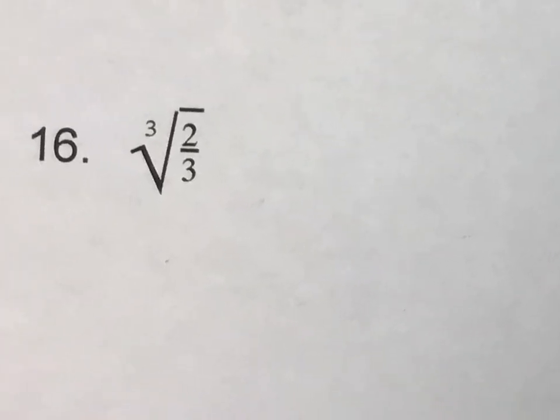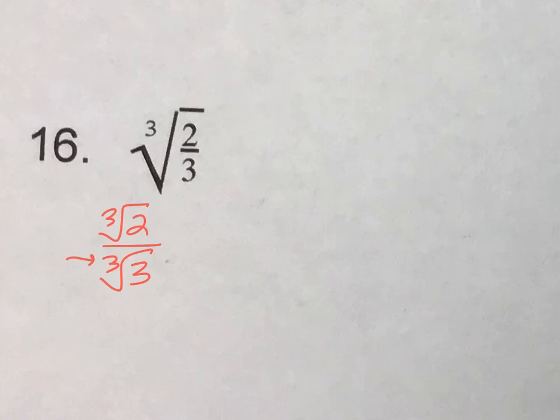Really watch this one. Cube root of 2, remember, break it up first, over cube root of 3. Now, because it's a cube root, and it's illegal to have a radical in your denominator, I got to find some way to pull that 3 out of there. So what I'm going to do, I need to have 3 3's. Right now I have 1 3. I need to have 3 3's. So I'm going to multiply by 2 more 3's, by 3 squared. And if I do the bottom that way, I have to do the top that way.